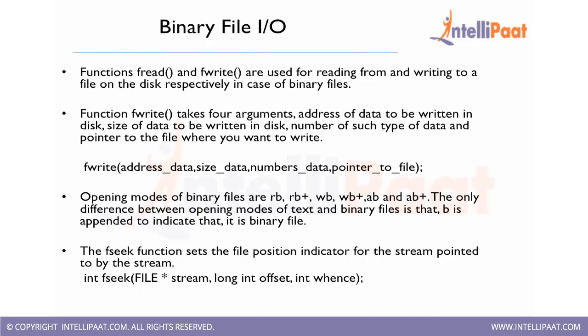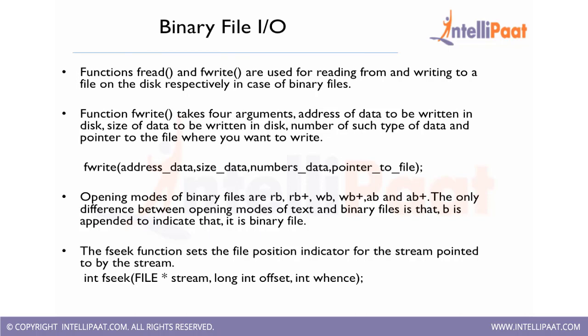So binary operations in the file, binary file IO. For binary file IO, we are using fread and fwrite functions. So functions fread and fwrite are used for reading from and writing to a file on a disk respectively in case of binary files.